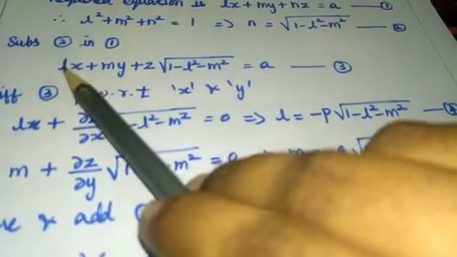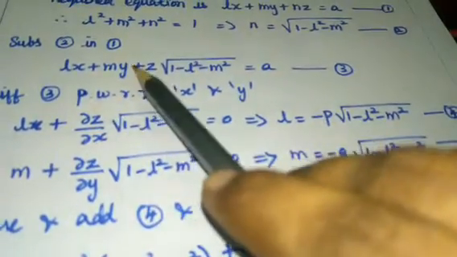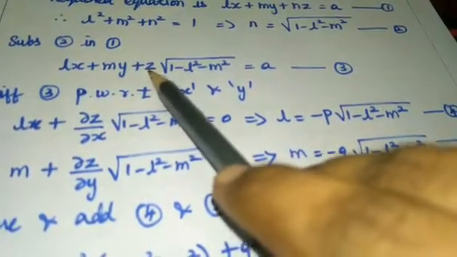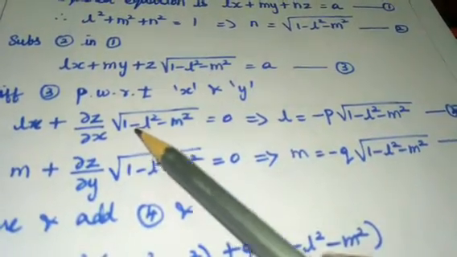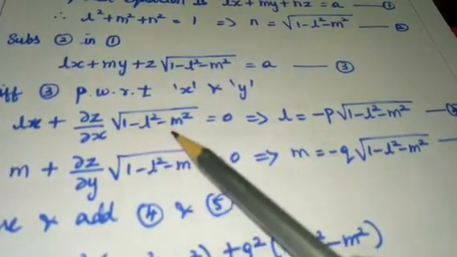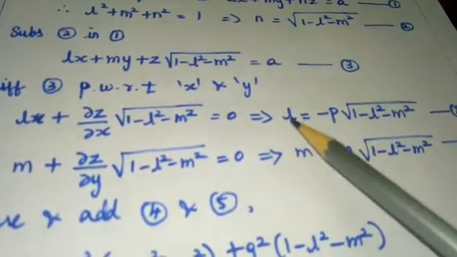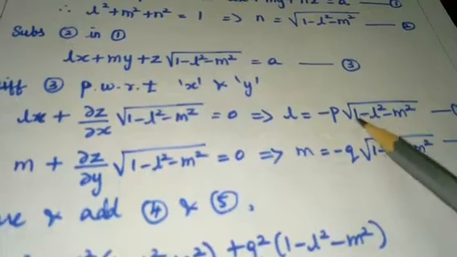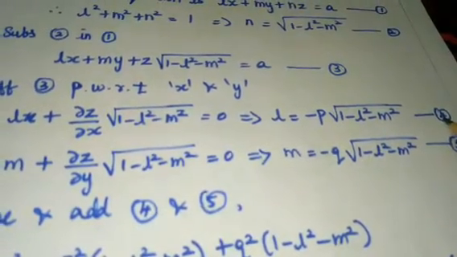So therefore l becomes 1, x becomes 1, and this term becomes ∂z/∂x, and this constant term comes as it is. So therefore √(1 − l² − m²) and a becomes 0. So from this, l is equal to −p into √(1 − l² − m²). It is termed as the fourth equation.